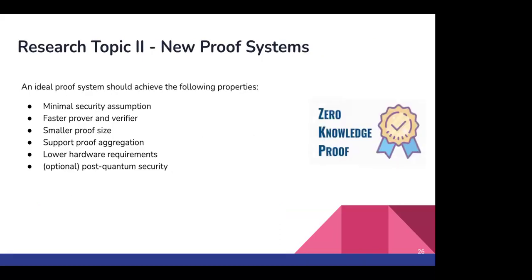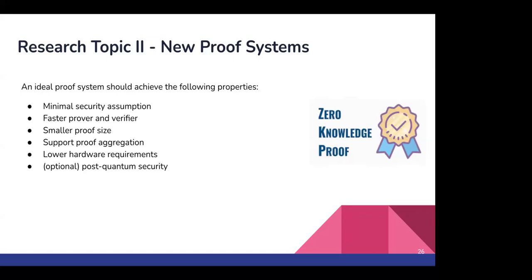The second topic is new proof systems. There is a wish list for ideal proof systems. We would like proof systems which have minimal security assumptions. Ideally, you don't want to rely on a trusted setup for each program or statement you would like to prove. You would like the proof system to have a faster prover and verifier, and a smaller proof size. If the proof system can support proof aggregation, that will be much better.